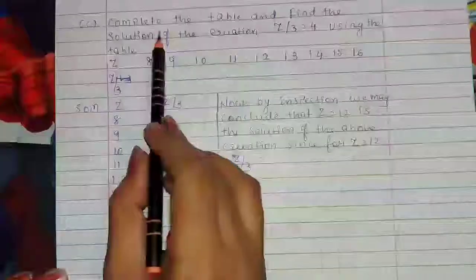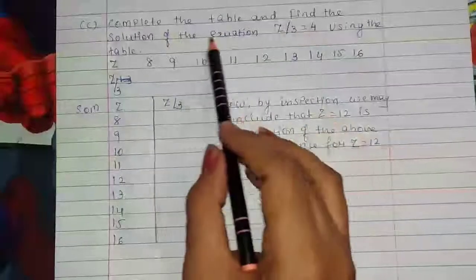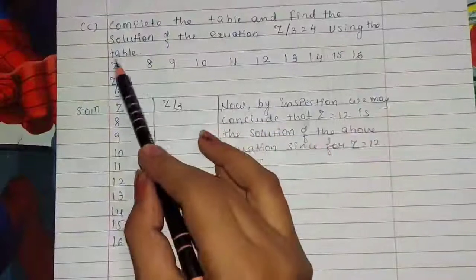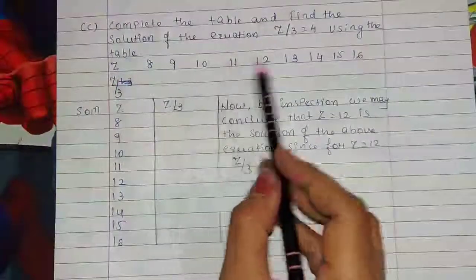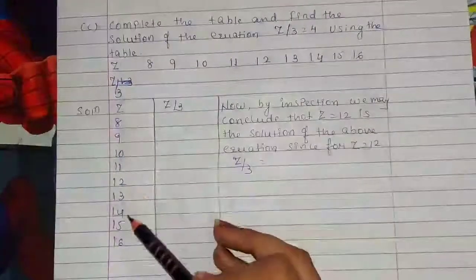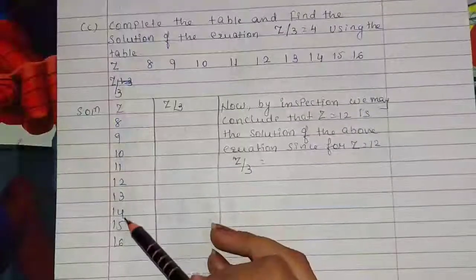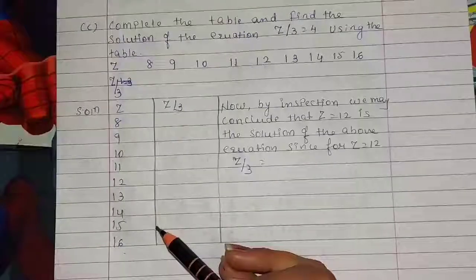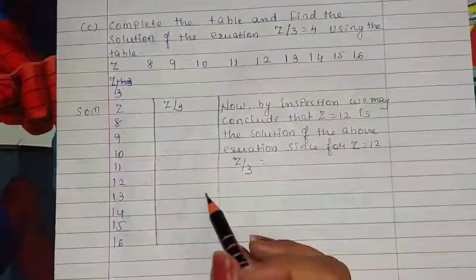Question number C. Complete the table and find the solution of the equation z upon 3 equals 4 using the table. Here different values of z are given, which we have written in column form: z as 8, 9, 10, 11, 12, 13, 14, 15 and 16. And we have to find different values of z upon 3.